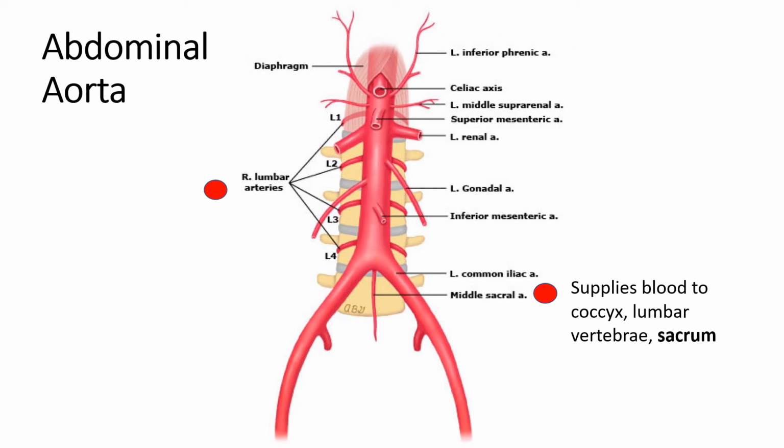And it's yet again another view of the abdominal aorta. You see again the aorta, right in front of the lumbar area, the vertebrae area. And then you have the middle sacral artery, which supplies blood to the coxae, lumbar vertebrae, and sacrum.